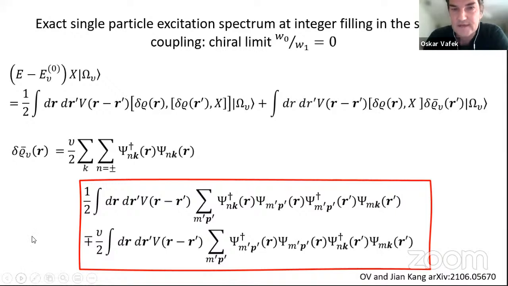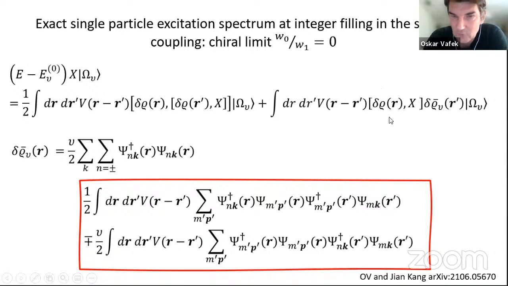So if you go through this, you notice an interesting thing. Namely, let's consider just single particle excitation. So we would substitute either the annihilation operator for X or the creation operator for the X. Now, the first term on the right-hand side of this equation does not care whether you have a creation or an annihilation operator because you do the commutator twice.